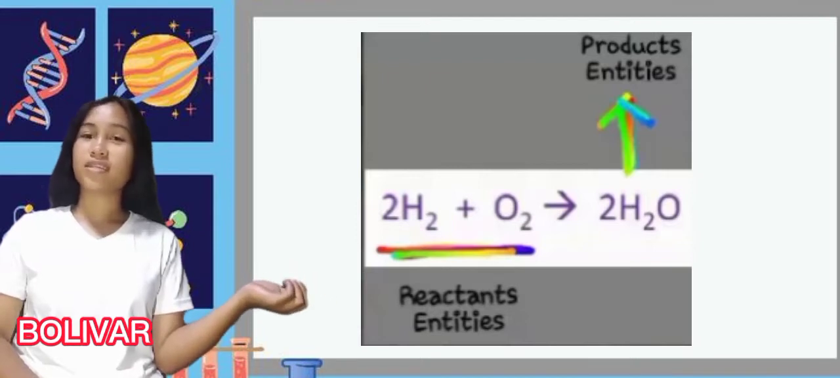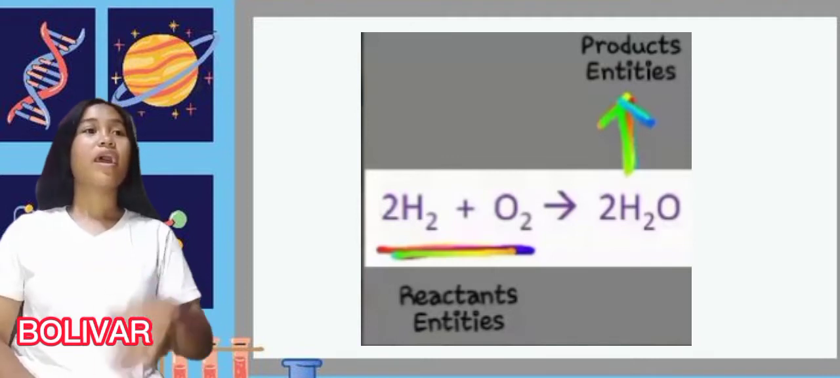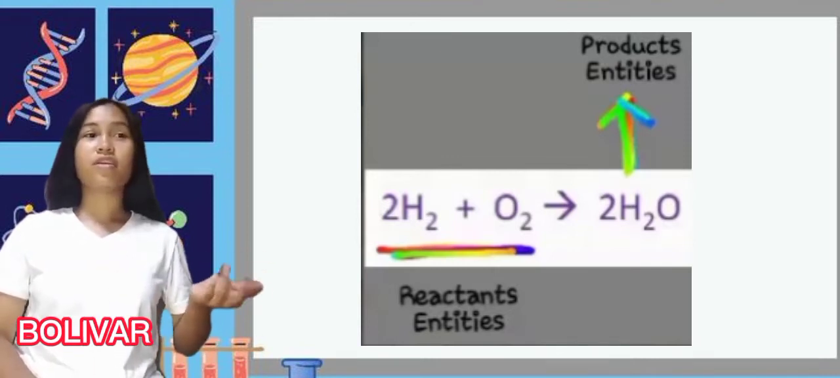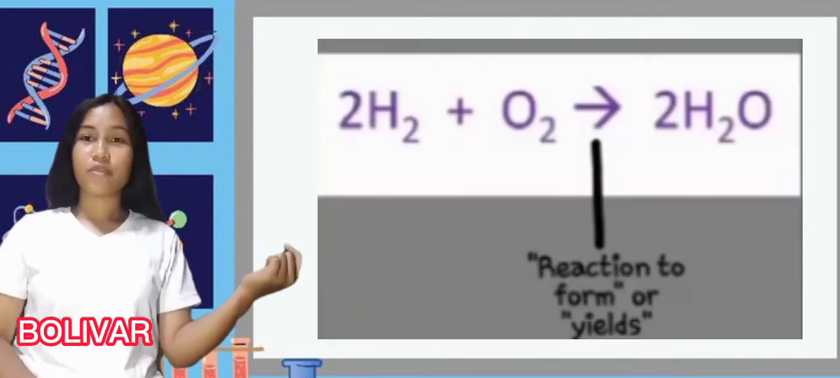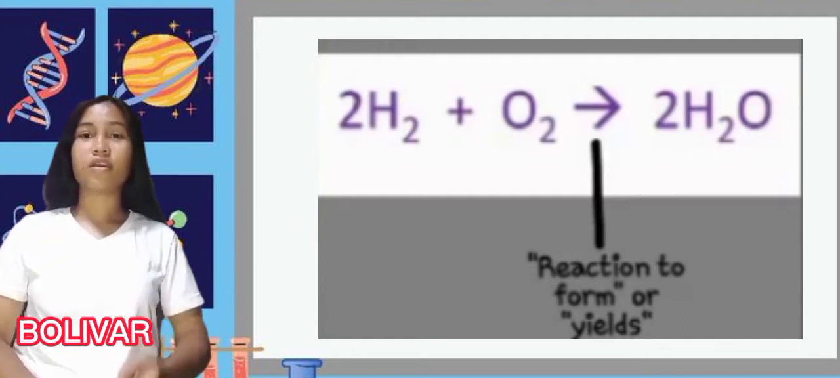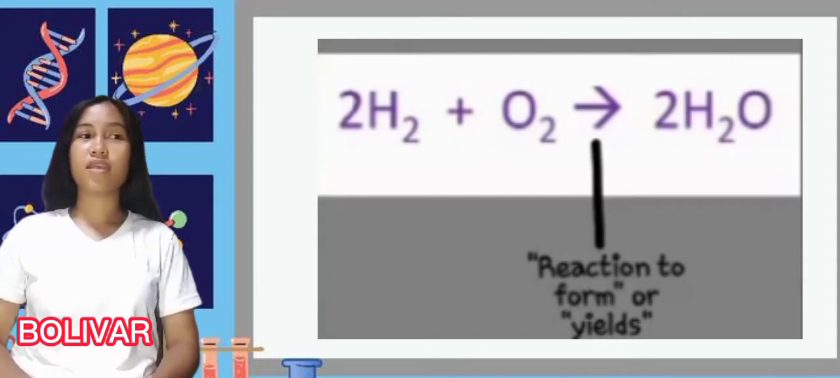The reactant is a starting substance in a chemical reaction. And the product is a substance resulting from the reaction. This arrow between the reactant and the product is called the reacts to form or yields. It is also useful to indicate the state or phase of the substance in the equation.